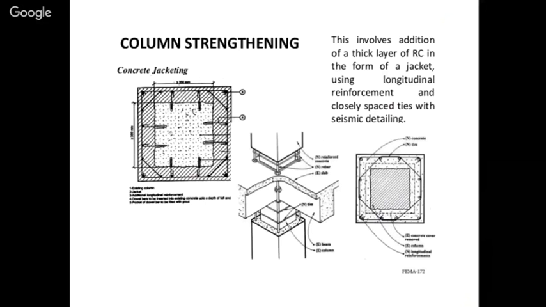Again, the same failure will occur in the conventional jacketing. That's why we are using FRP strengthening. When you are doing FRP strengthening, you are increasing the capacity of the joint, the capacity of the column, and the capacity of the beam without increasing the cross-sectional dimension.